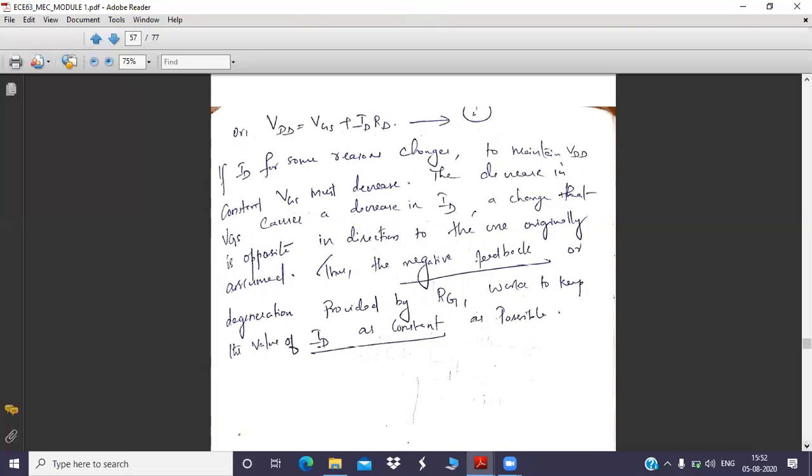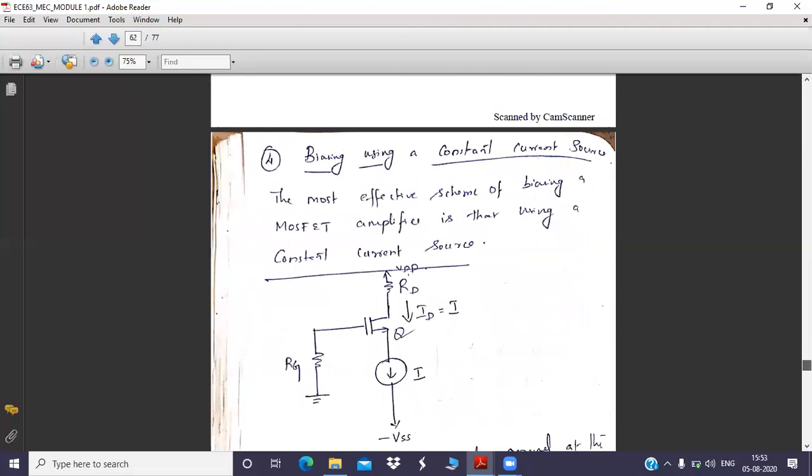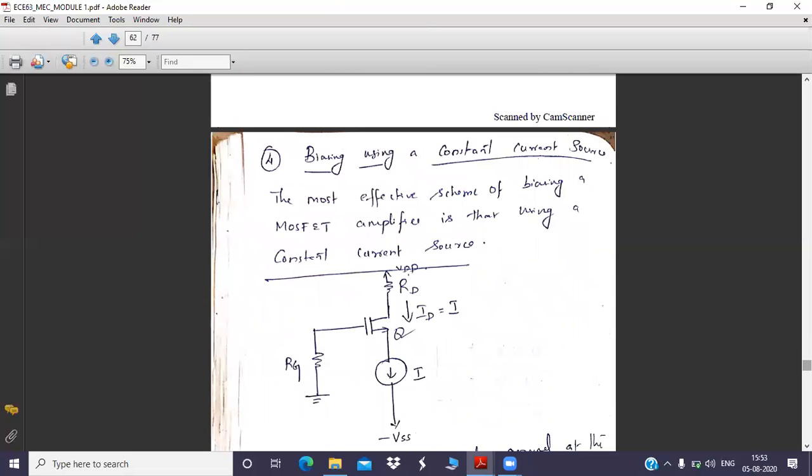As of now, we have discussed three different biasing techniques. Now going to the last biasing technique, the fourth one. This is biasing using a constant current source. Can you recall the previous biasing techniques? In the first biasing technique, we were using VGS alone to fix the Q point, by using a potential divider network. The main disadvantage is that the hardware is more, because you have more resistances.